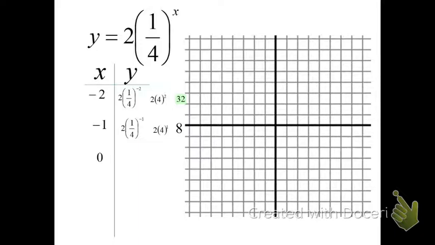Now the next point is 0. We're plugging in 0 for x. So that's going to be helpful because 1/4 to the 0 power, that's just going to be 1. So 2 times 1 is going to be 2. Okay, so 0, 2 will be where it crosses the y-axis. Then we plug in 1. So it'd be 2 times 1/4 to the first power, which would be 2/4, which would actually be 1/2.